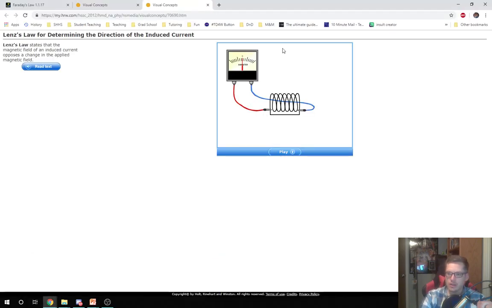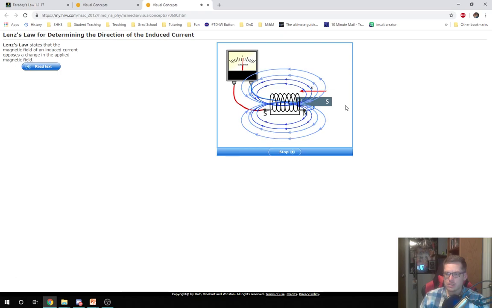So we've got a coil, and an ammeter here is going to show us the current. All right, and they're going to take a magnet. As the magnet comes closer and closer, we're going to start to generate a current right here. And because we're creating a current, we're going to start to create a magnetic field on our coil. So notice that through the middle here, the motion of these magnetic field lines is opposite of the motion of the magnet. Okay, that's Lenz's law.